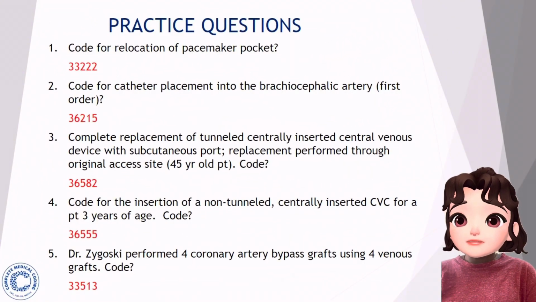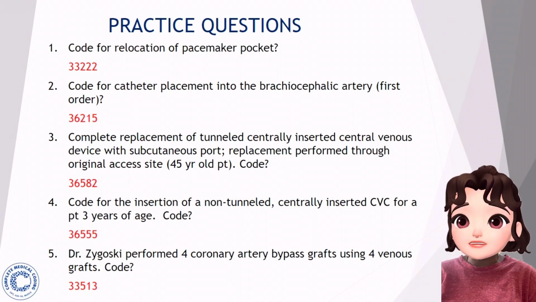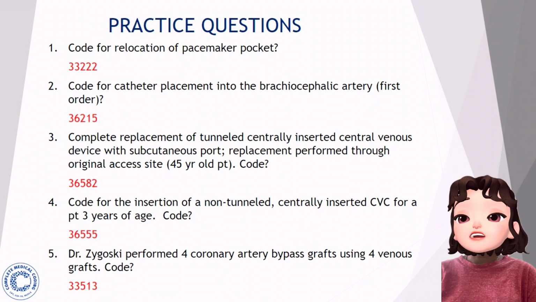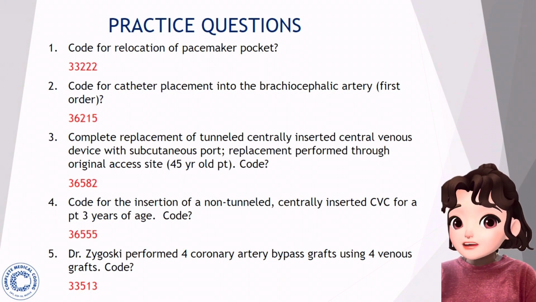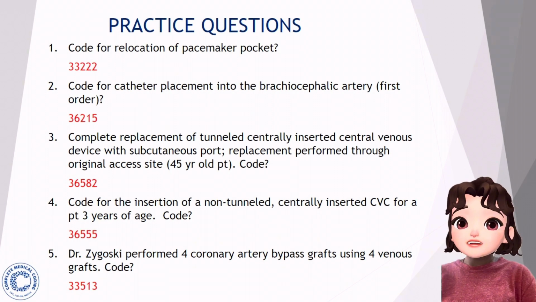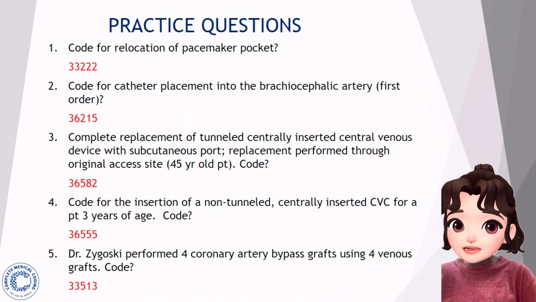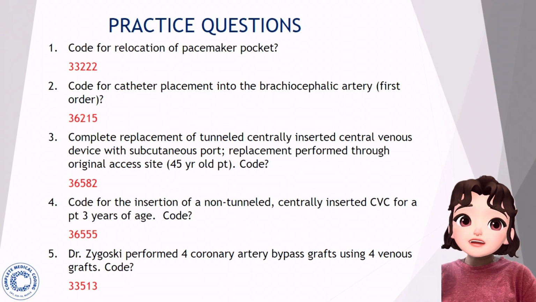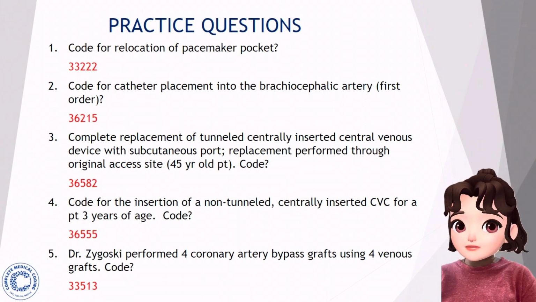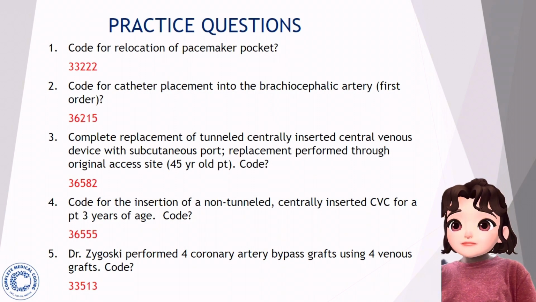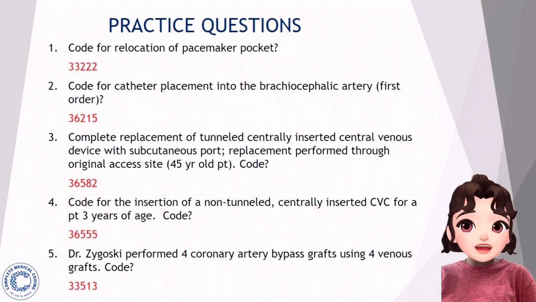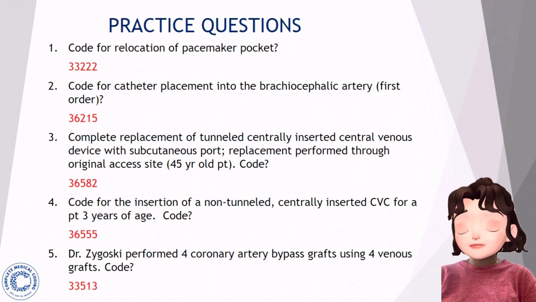Now moving on to one more question, last question. Dr. Sygoski performed 4 coronary artery bypass grafts using 4 venous grafts. What will be the code? This guideline I had mentioned earlier. For a CABG grafting, if they are using only venous graft, you need to code only the venous graft code, not the artery code. So here, using 4 venous graft means the doctor has used venous graft only for the CABG surgery.